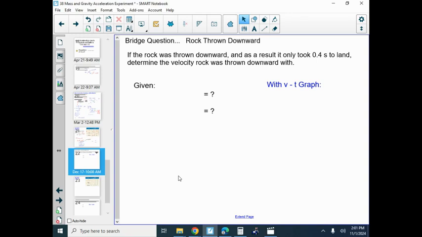If you were on the bridge, let's just show you the power we can calculate here. If you were on the bridge and you threw the rock downward, and as a result, it took 0.4 seconds to land, you could actually calculate the initial velocity it was thrown with. Okay, so what do we know?